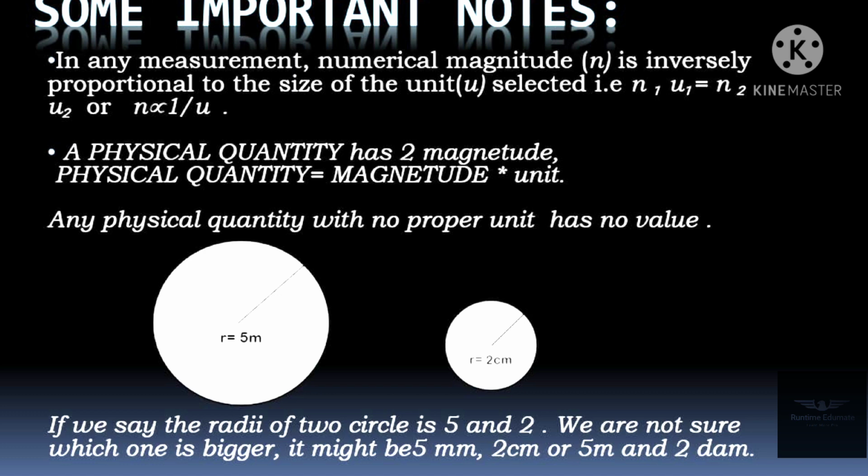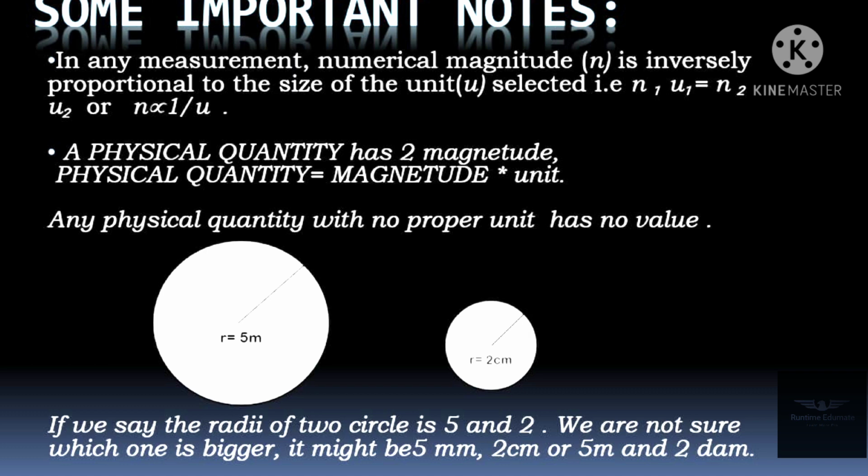Next, a physical quantity has two parts. As I have told earlier, it has a numeric value and a unit. Next, any physical quantity with no proper unit has no value. Yes, it is true. To consider this, I have given you two instructions. There are two circles.